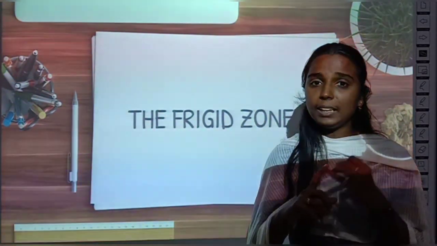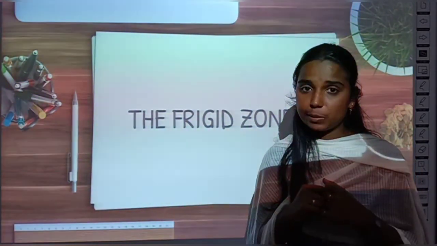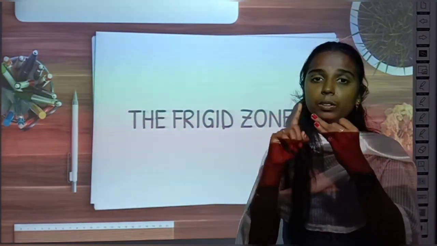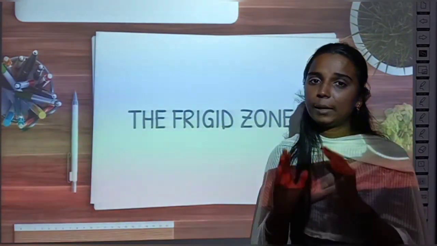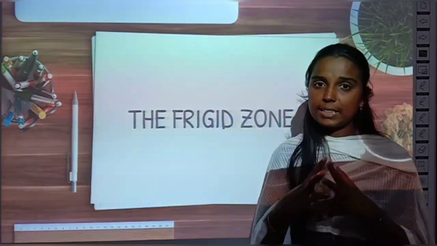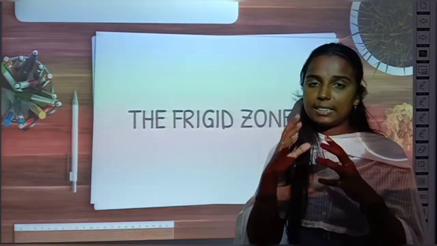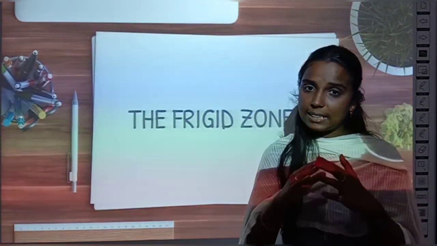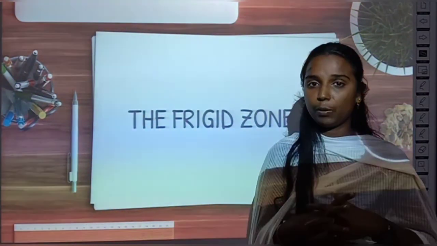It is one among the three temperature zones, right? So what are the three temperature zones we have? The torrid zone, the temperate zone and the frigid zone, right? Among them, now we are learning about the frigid zone. So where is this frigid zone located? In the northern hemisphere, it is between the Arctic Circle and the North Pole, and in the southern hemisphere, it is between the Antarctic Circle and the South Pole, right?